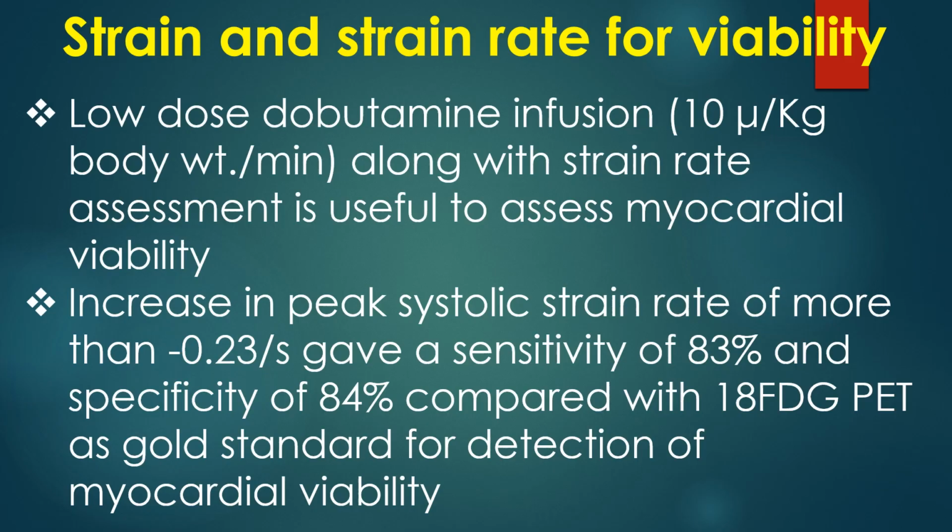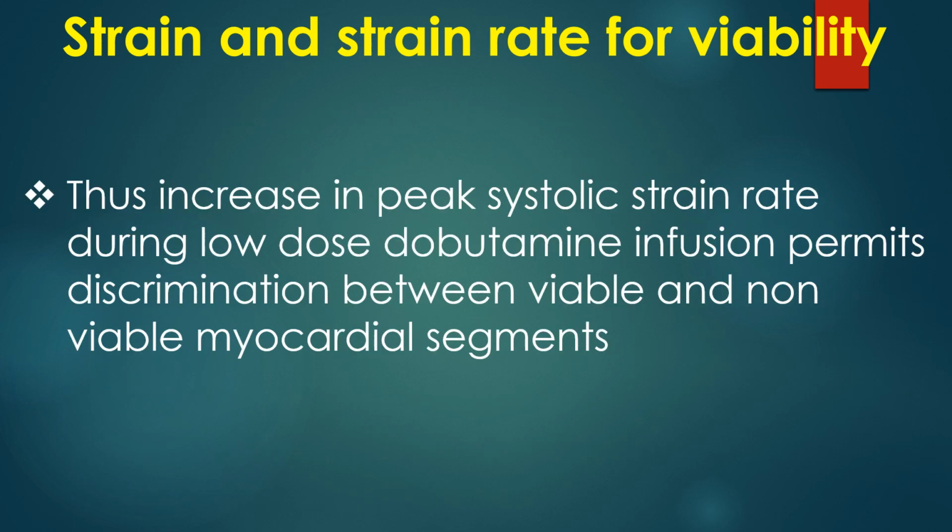myocardial viability. Low-dose dobutamine infusion at 10 microgram per kg per minute along with strain rate assessment is useful to assess myocardial viability. Increase in peak systolic strain rate of more than minus 0.23 per second gave a sensitivity of 83% and specificity of 84% compared with FDG PET as gold standard for detection of myocardial viability. Thus, increase in peak systolic strain rate during low-dose dobutamine infusion permits discrimination between viable and non-viable myocardial segments.